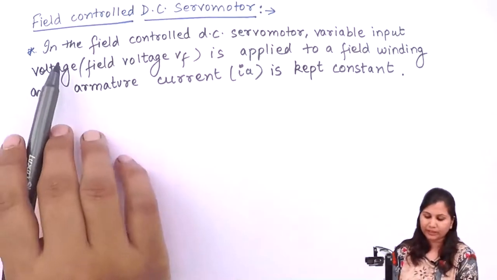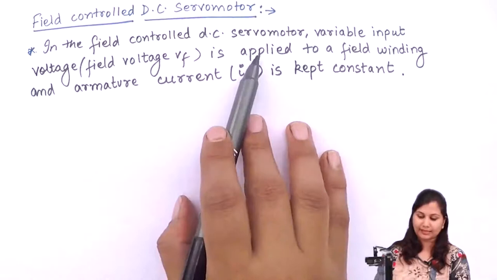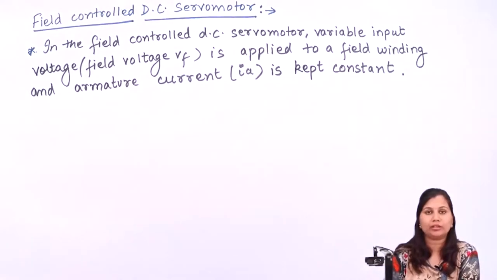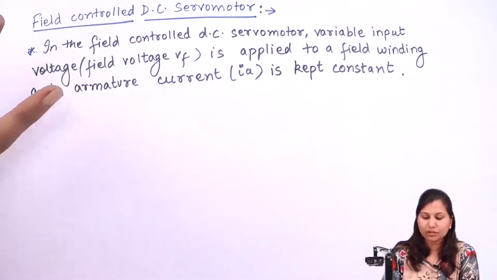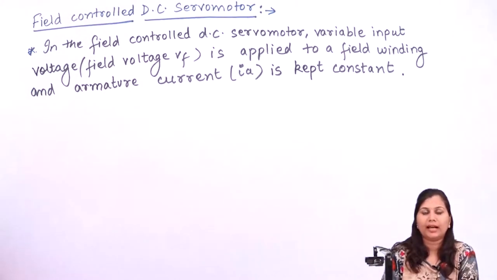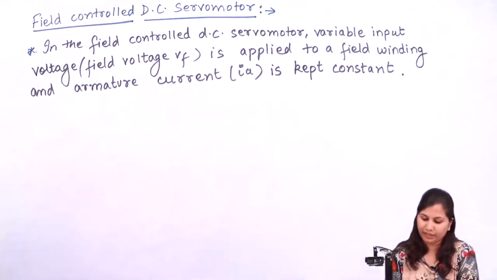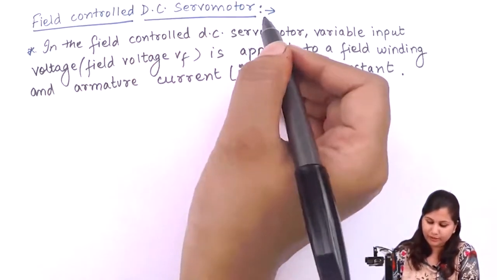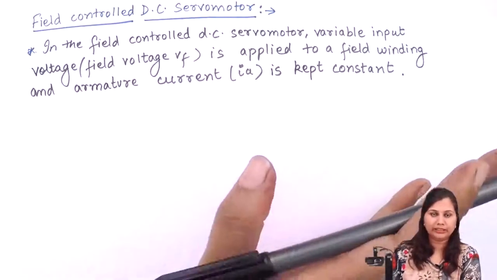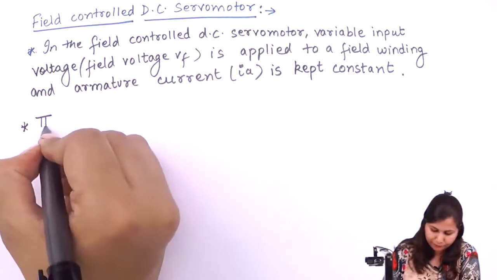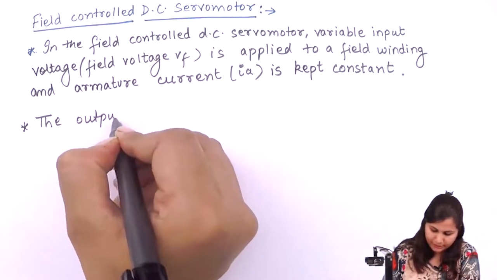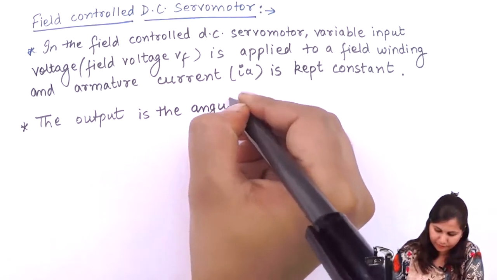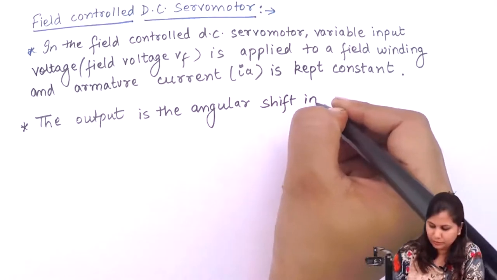So what we are doing here, we are applying the variable input voltage VF and keeping the armature current constant. Earlier in armature controlled, we kept the armature voltage varying and the field current constant. Here we are doing the reverse of it. So this type of DC servo motor is known as field controlled DC servo motor because the control is on the field side. Now the output of this field controlled DC servo motor is the angular shift in the motor shaft.